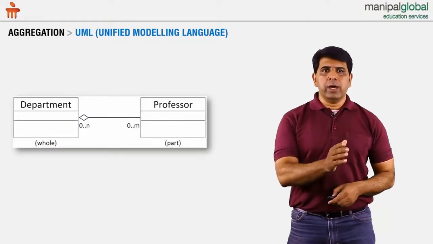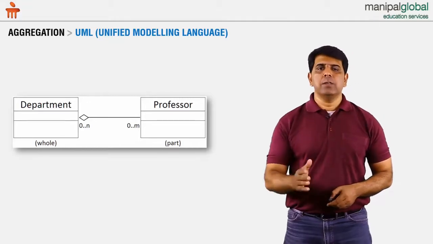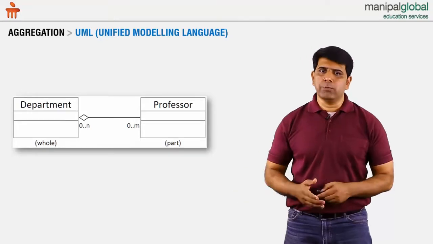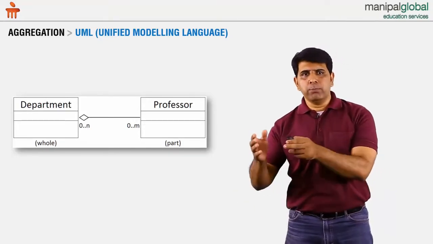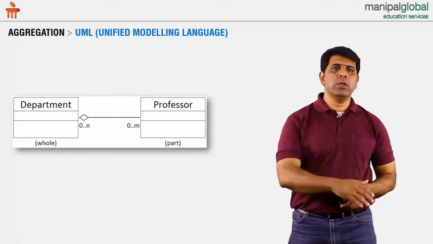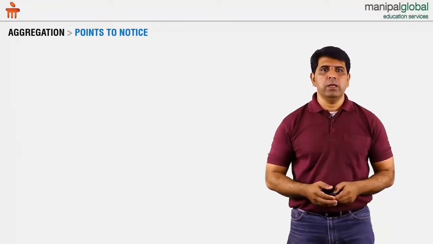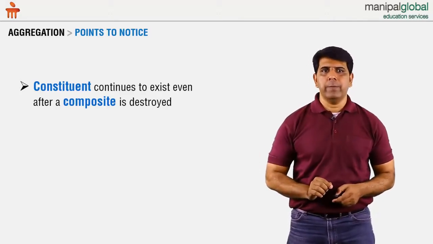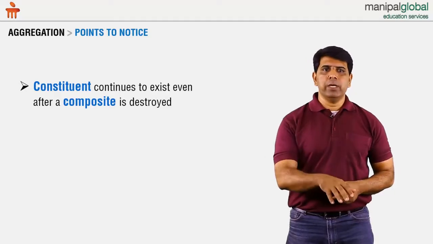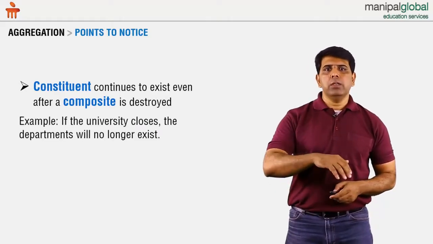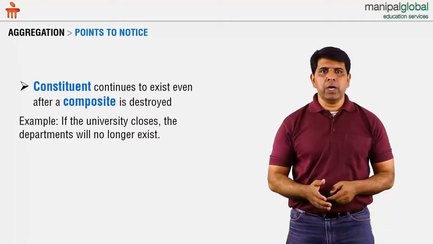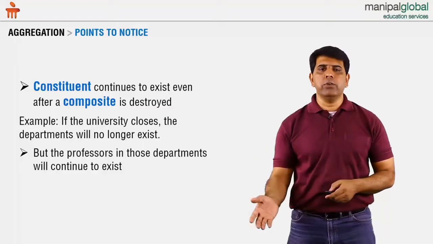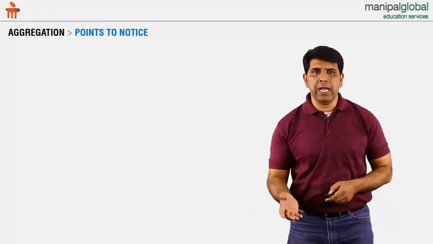In this scenario, we are talking about a department has professors. One department may have 0 or more professors. A professor may work with 0 or more departments. A constituent continues to exist even after a composite is destroyed. If the university closes, the department will no longer exist. However, professors in those departments will continue to exist. They may even go and work somewhere else.